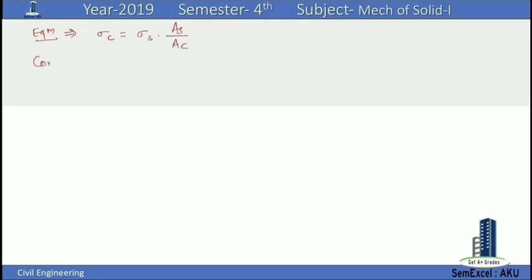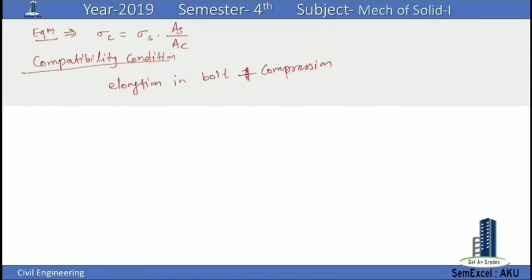Now we'll move to the compatibility condition. We have discussed that the bolt will be elongated and there is a compression in the copper tube. So, elongation in bolt plus compression in tube will be equal to the amount by which the nut is turned. Let's say it is equal to delta L.